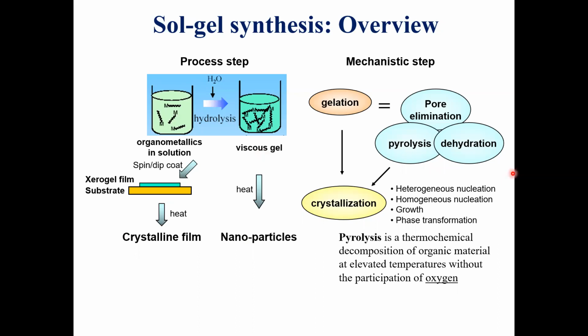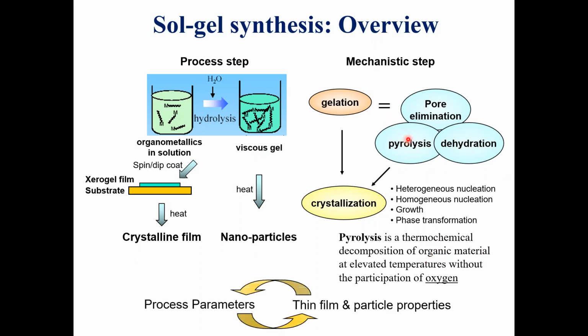Pyrolysis is a thermochemical decomposition of organic material. You can actually control the speed of the pyrolysis process: make it slow and make larger particles, or make the pyrolysis process faster and make smaller size particles. You can add so-called chelating agents to control the speed of the pyrolysis process.